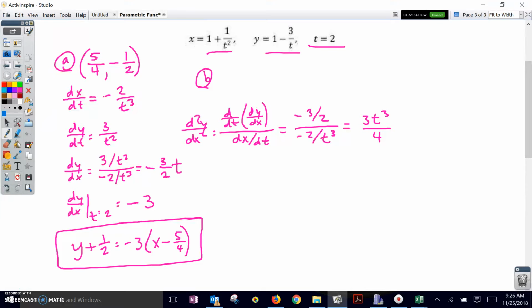And so the value of this at the point of tangency is going to be equal to this evaluated at t equals 2. So we've got 3 times 2 cubed over 4. And so the value of the second derivative at this point of tangency is 6.